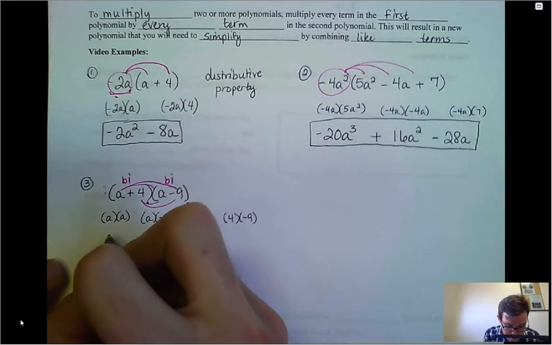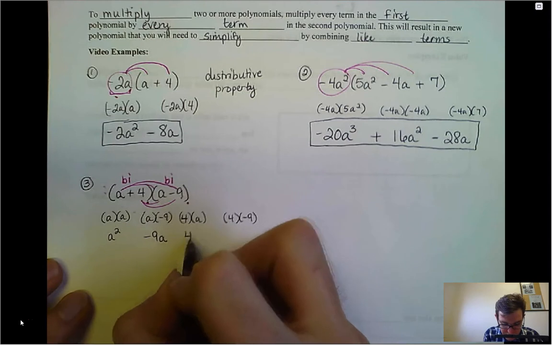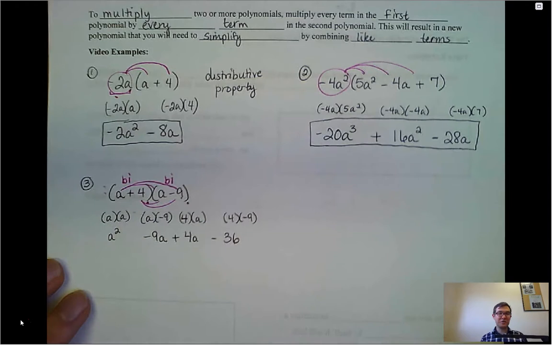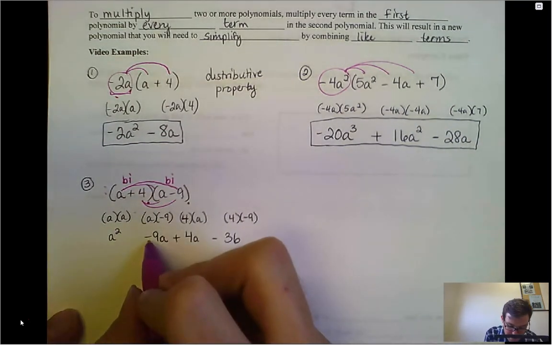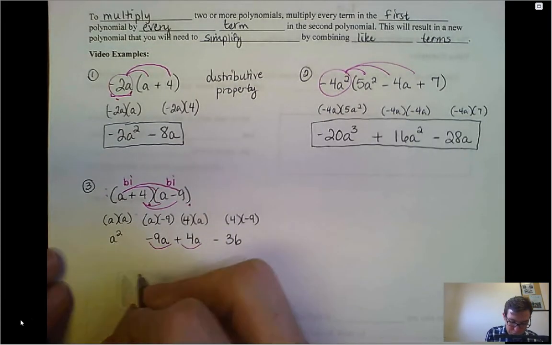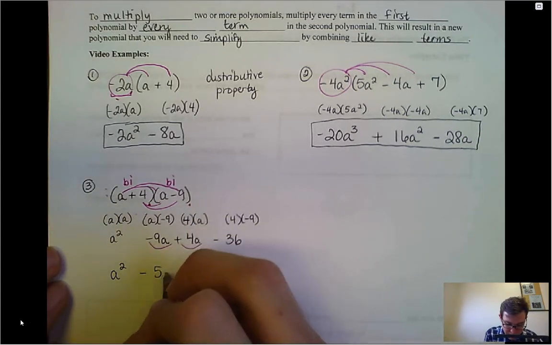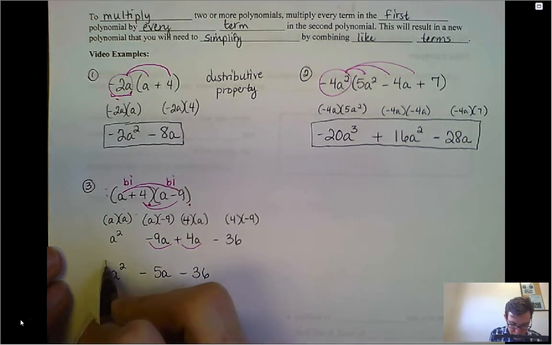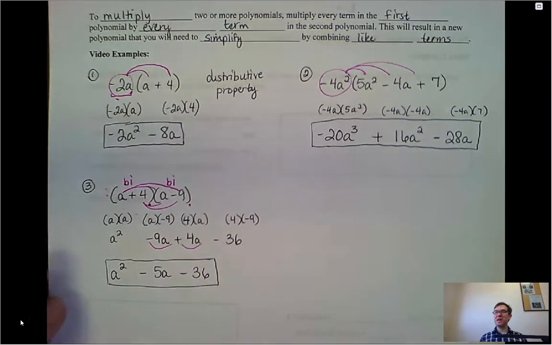So I have a squared, and then I have negative 9a. Here I'll have positive 4a, and then 4 times negative 9, that will give me negative 36. And so these, I do have some like terms. I have negative 9a and positive 4a. I can certainly combine those. So I'll have a squared, and then this will give me minus 5a minus 36. Okay, now that's simplified, and so now we can say that one is done.